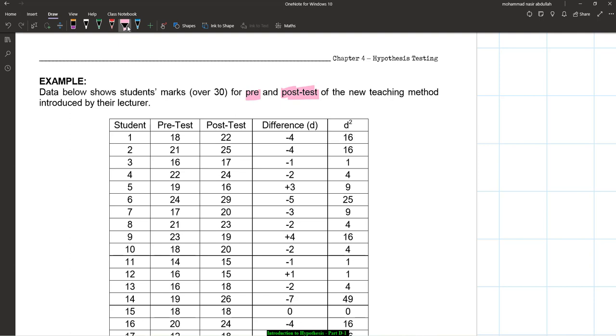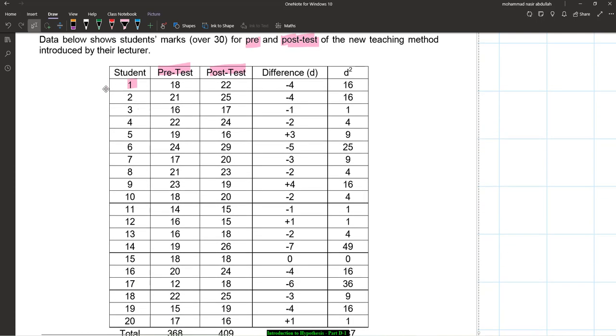Right, so for the same student, we are collecting two data points, which are a pre-test and post-test for the new teaching method introduced by the lecturers. To analyze the data, before we analyze it, we need to look at the data first. We need to understand whether the variable involved here is a dependent variable or independent variable.